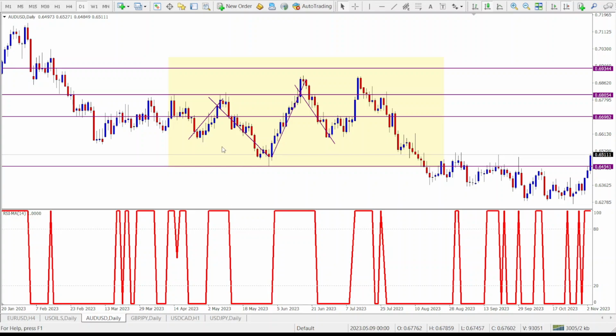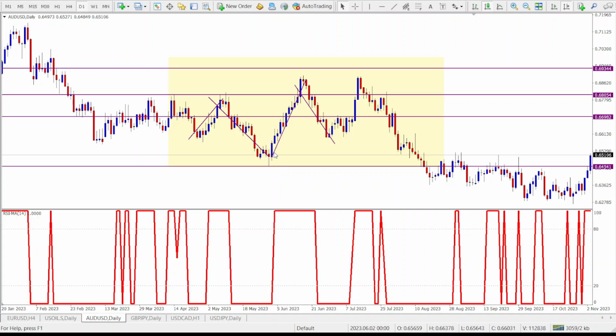All right. So in this kind of situation, whenever we have the indicator in the overbought territory and cuts down below the 80 level, you can go ahead and enter your sell, set your stop loss above the swing high, and take your profits when the price drops to the support level, or when the indicator enters the oversold territory and points upwards above the 20 level.